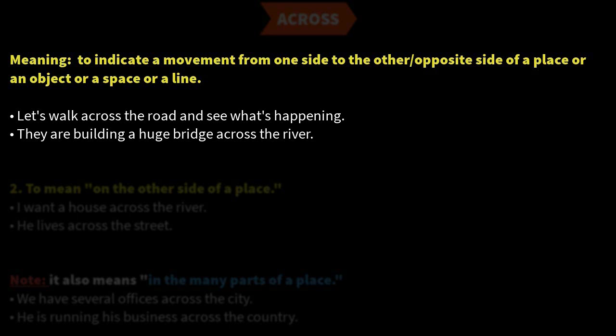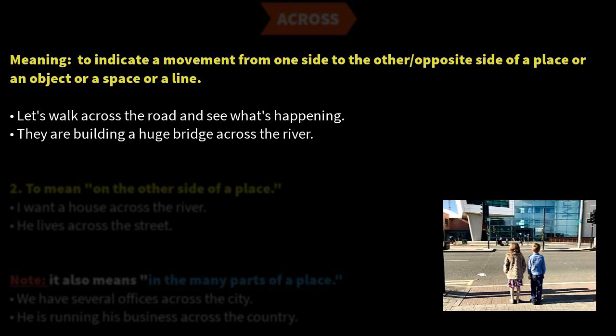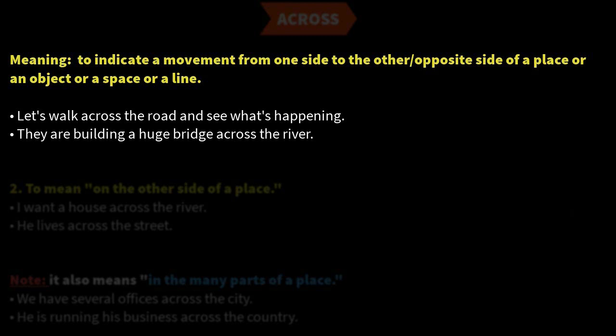Let me show you some examples that will help you to understand the meaning of this word. Let's walk across the road and see what's happening. From one side of the road to the other side of the road, there is a movement. The movement of walking from one side of the road to the other, and that's why we're using across.